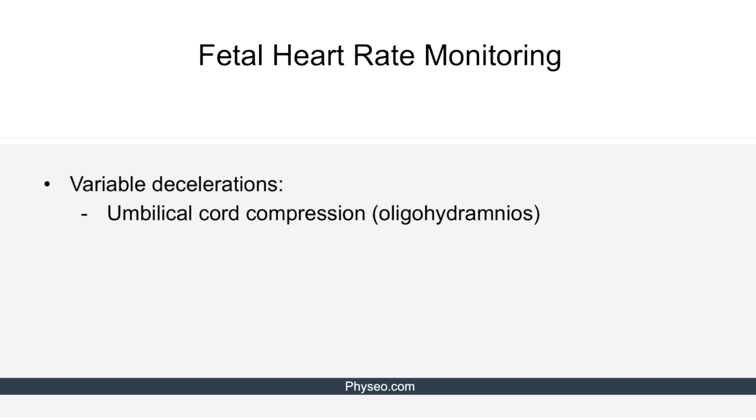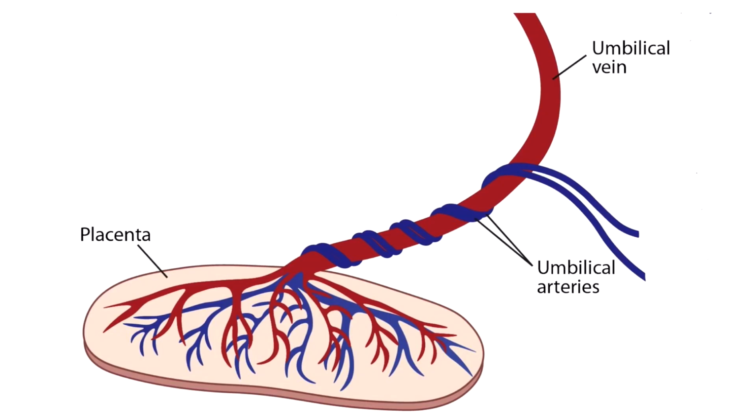As I just mentioned on the previous slide, variable decelerations occur due to umbilical cord compression. This is usually caused by oligohydramnios. Recall that the amniotic sac, when sufficiently hydrated, provides a cushioning for the umbilical cord. Therefore, oligohydramnios, which refers to amniotic fluid volume that is less than expected for gestational age, is the major cause of umbilical cord compression. All right, let's discuss the pathophysiology behind variable decelerations in more detail using this image.